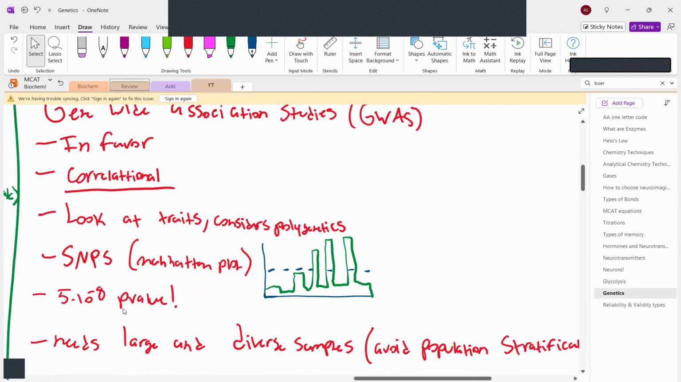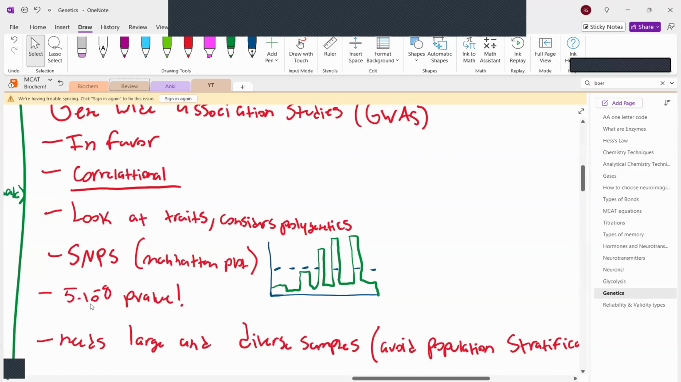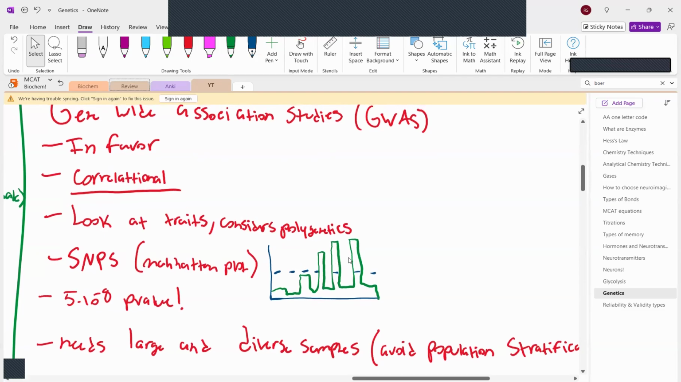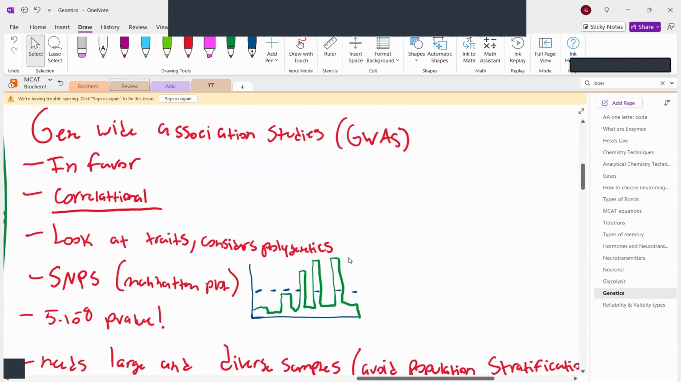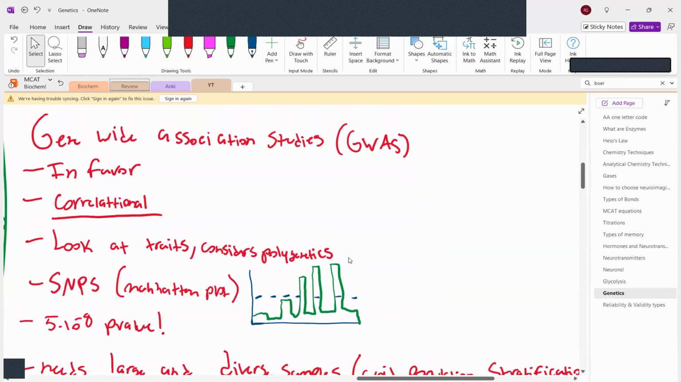Its threshold, like I was saying, for candidate gene studies was 0.01. But for GWAS, it's 5 times 10 to the negative 8. That's crazy, that's so small. But that's how you know there's a good chance there are probably not too many false positives, which, at least so far, has been true, where most of these studies have been replicable.